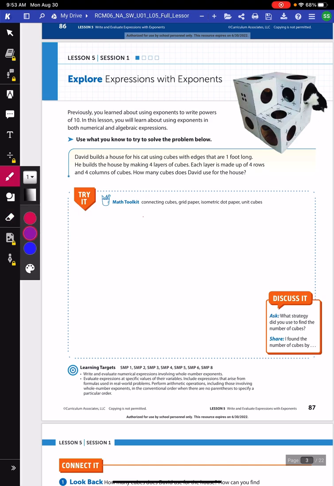So David builds a house for his cat using cubes with edges that are 1 foot long. He builds the house by making 4 layers of cubes. Each layer is made up of 4 rows and 4 columns of cubes. How many cubes does David use for the house?